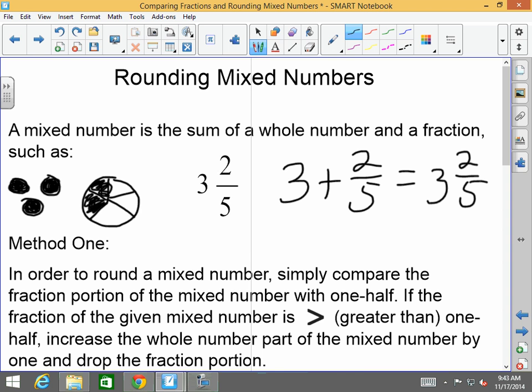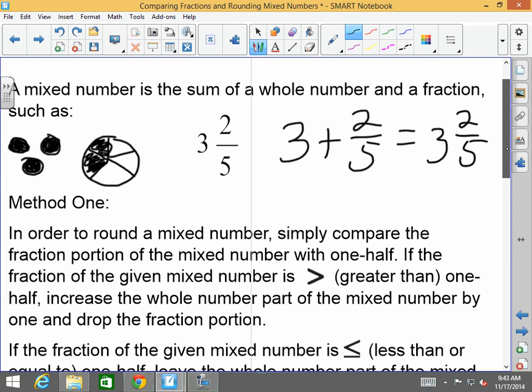Now, in order to round mixed numbers, there are 2 methods. Method 1. In order to round a mixed number, simply compare the fraction portion of the mixed number with 1/2. If the fraction of the given mixed number is greater than 1/2, increase the whole number part of the mixed number by 1 and drop the fraction.